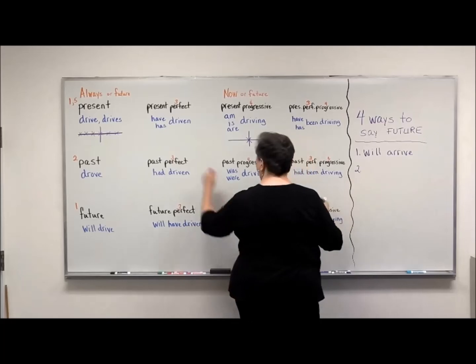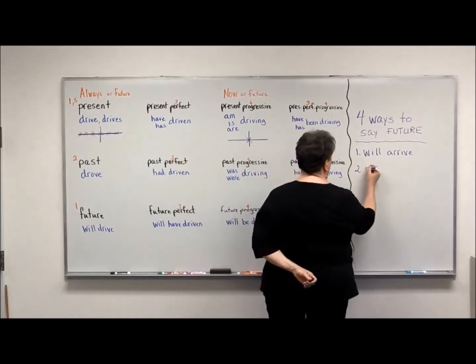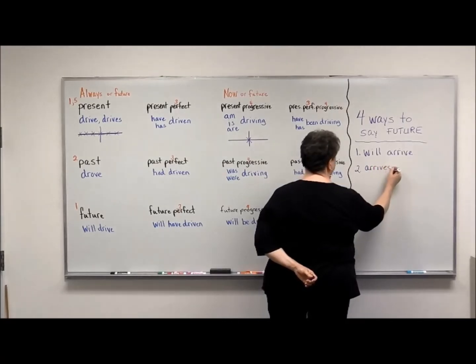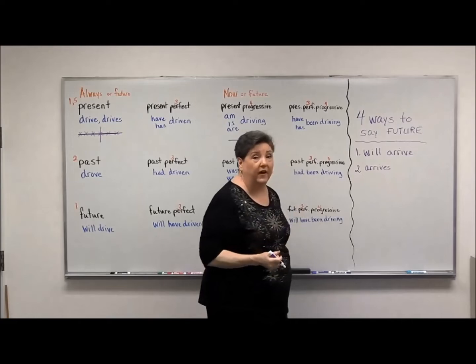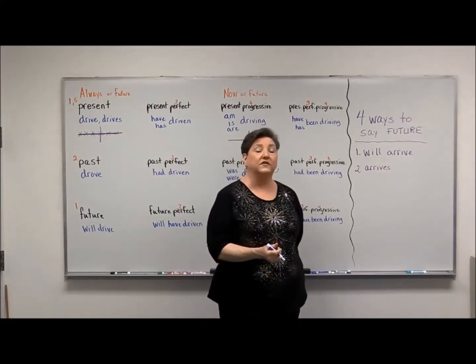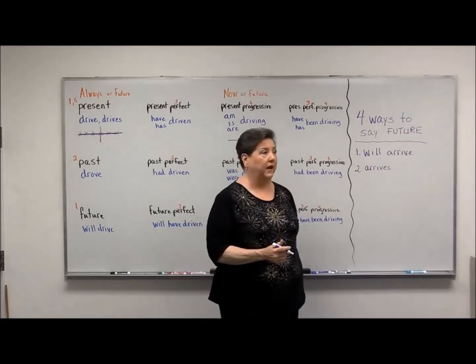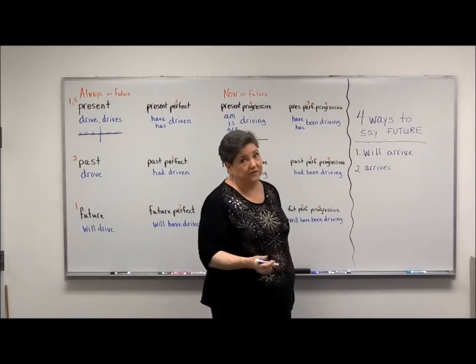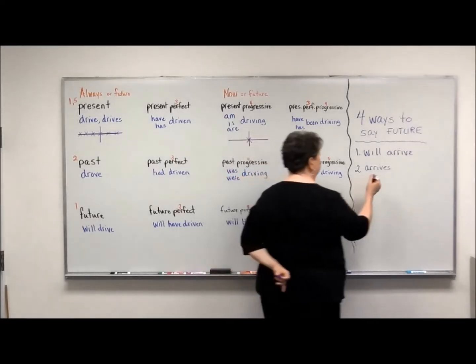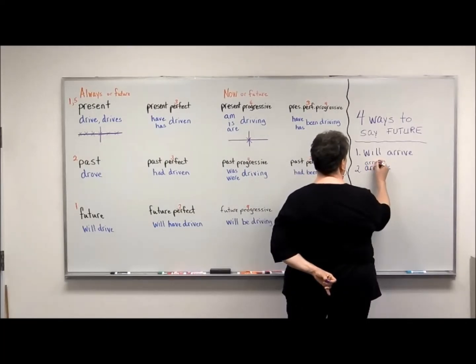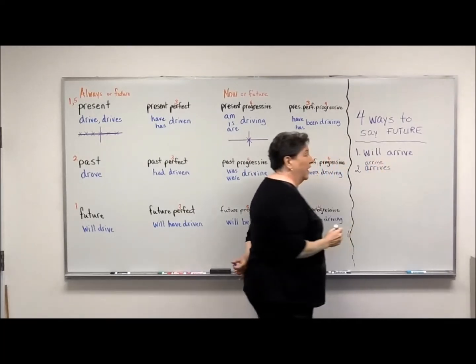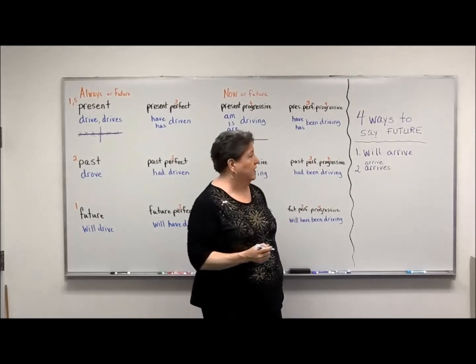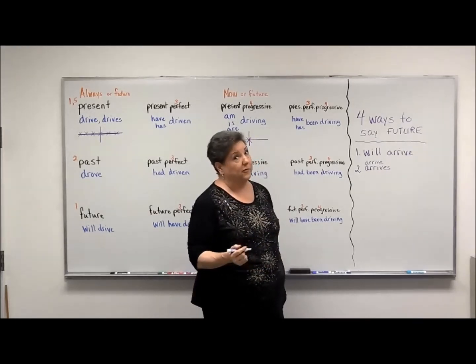Second way, the simple present. The plane arrives. So you can use verb 1 or verb 5 here. The plane arrives tomorrow at 8. The plane will arrive tomorrow at 8. They mean exactly the same thing. We use the simple present to mean future sometimes. So you can say arrives or arrive, verb 1. We will arrive tomorrow at 8.